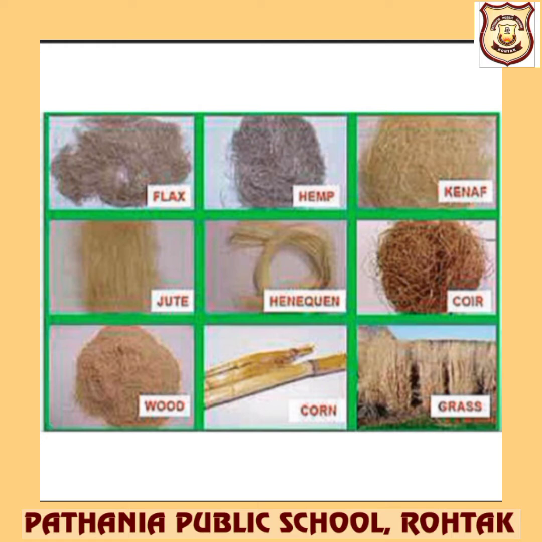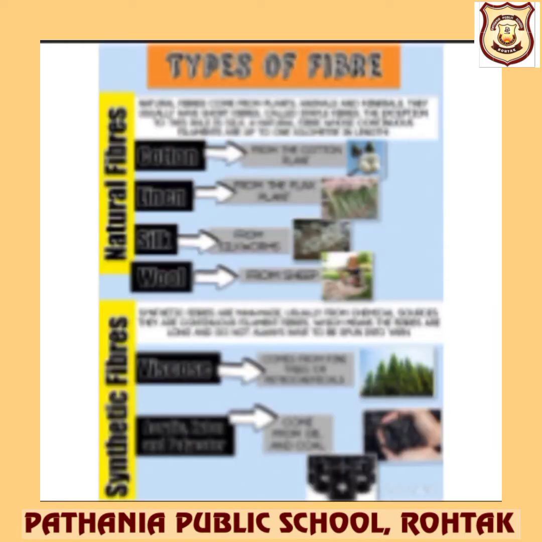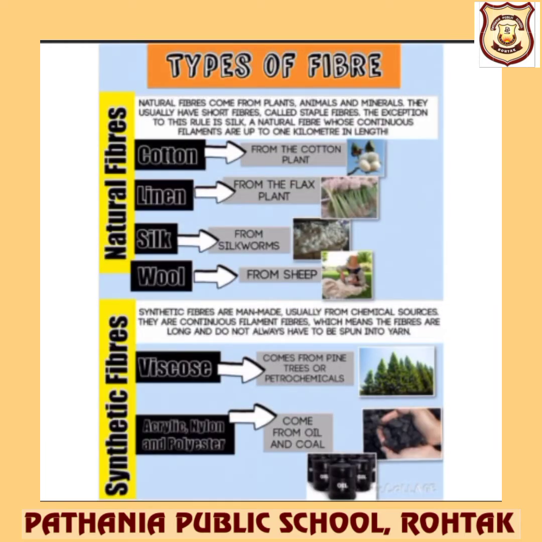We get it from the plants, that we get from the jute, grass, coir, hemp, flax. From many sources, we are getting the fibers. So there are two types of fibers, beta. Synthetic fiber and natural fiber. So natural fibers we are getting from plants, that is cotton, linen, silk, wool. And synthetic fibers are made in factories like viscose, acrylic, nylon, polyester. These are made in the factories by using chemicals.